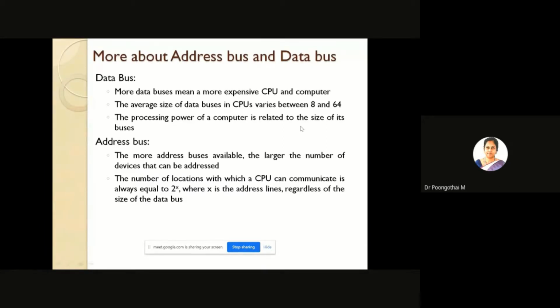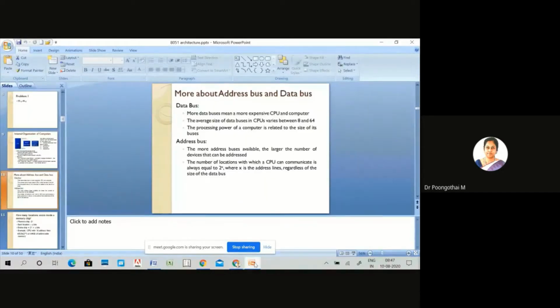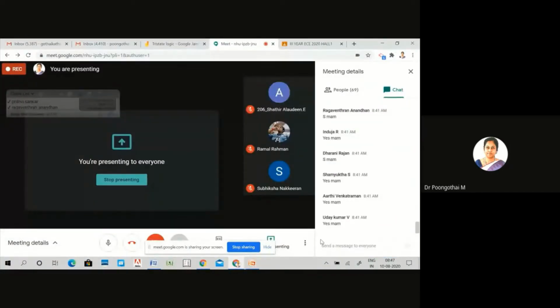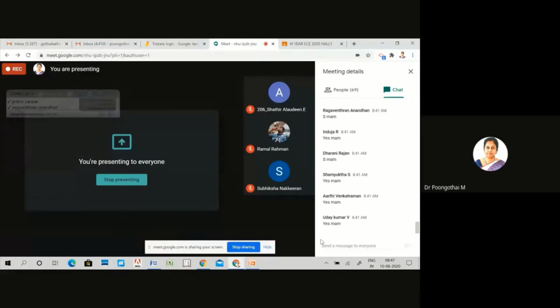The data buses are bidirectional, since the CPU must use them either to receive or send data. The processing power of a computer is related to the size of its data bus. For example, if the data bus is 8-bit, it can send 1 byte of data at a time. Suppose in the case of 16-bit, what is the size of data to be sent out from the data bus? The size of the data bus is 16.